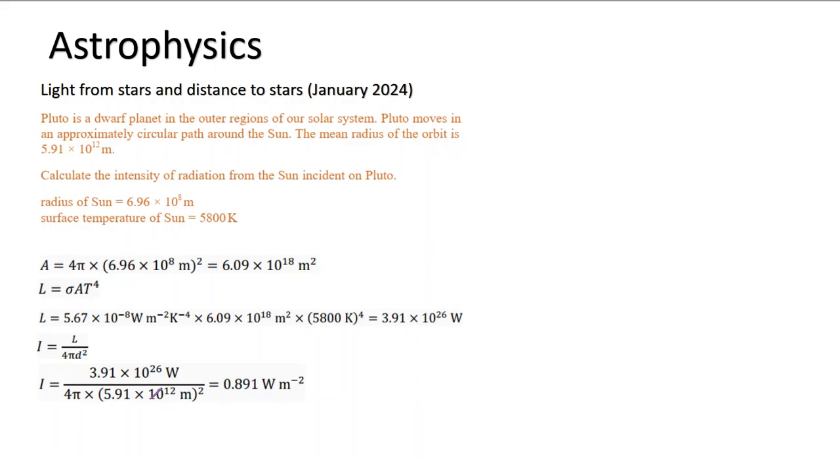So I have to start somewhere, right? So it's better if I just draw the diagram. This is the Sun, and here I have Pluto, which is in orbit around the Sun. Okay. So what do I have here? The mean radius of orbit is 5.91. So this is the radius of orbit, which is also the distance, by the way. And the radius of Sun is given this.